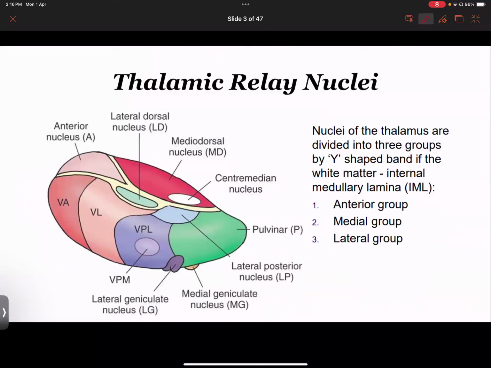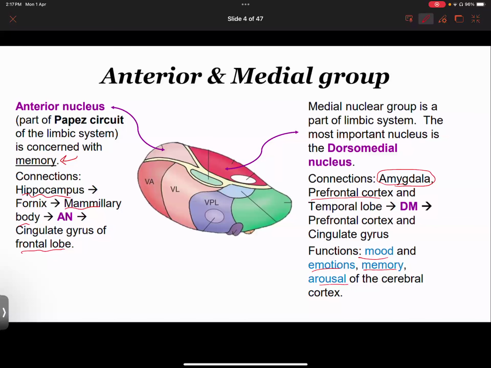So again, the anterior nucleus is for memory. Because it's for memory, the hippocampus and so on relay there, and then they go to the frontal lobe. But then we have the medial dorsal, which is where emotions, mood, memory, command and arousal are. Because it handles all of these things, it gets information from the amygdala, the prefrontal cortex and the temporal lobe, and then sends it back to the prefrontal cortex and the cingulate gyrus.